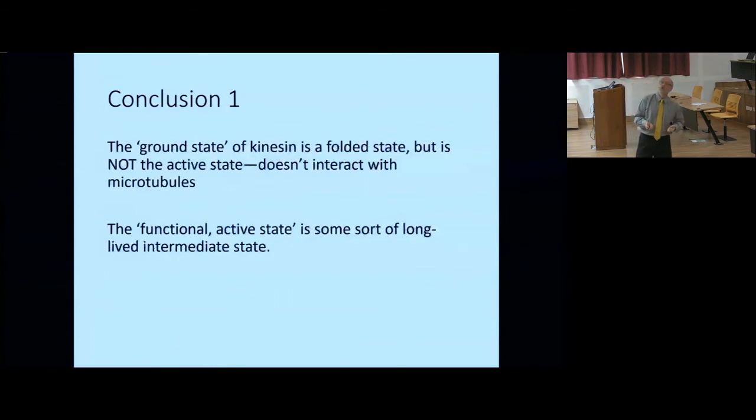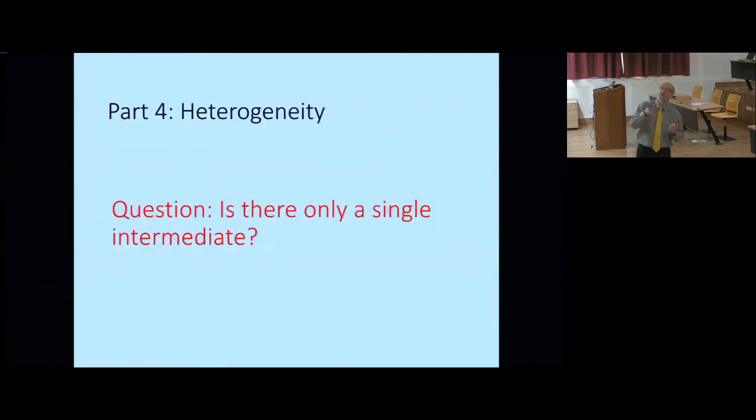Okay. So that sets up the second part of the talk, which is about heterogeneity and the question of, is there only a single intermediate or not?